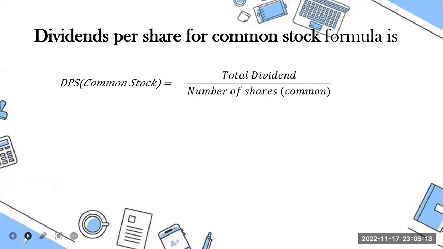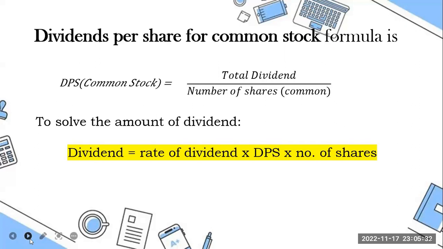Now, when a company generates a profit and accumulates retained earnings, those earnings can be either reinvested in the business or paid out to shareholders as a dividend. Now, to solve the amount of dividend, dividend is equal to the rate of dividend times DPS times the number of shares.